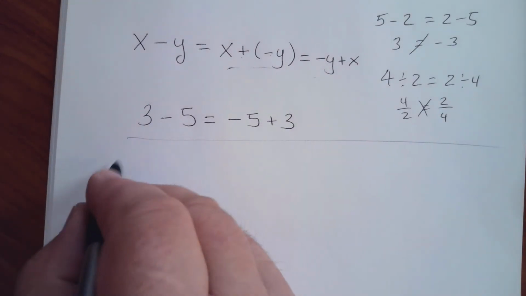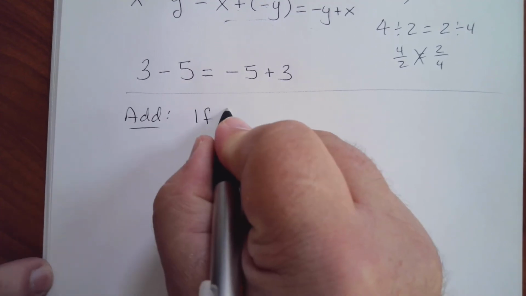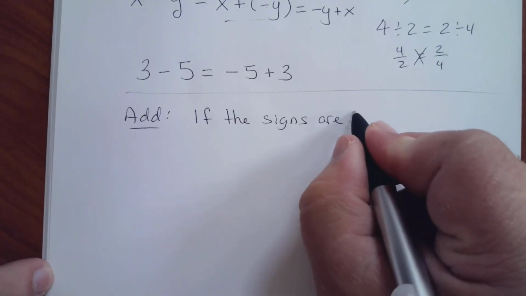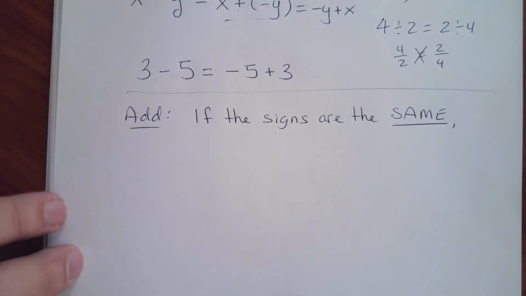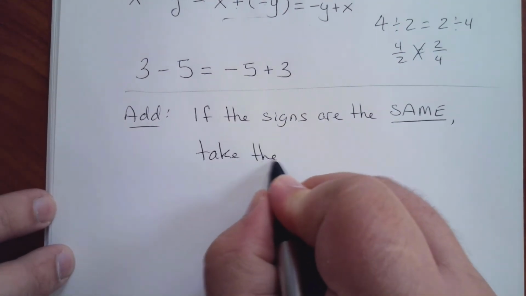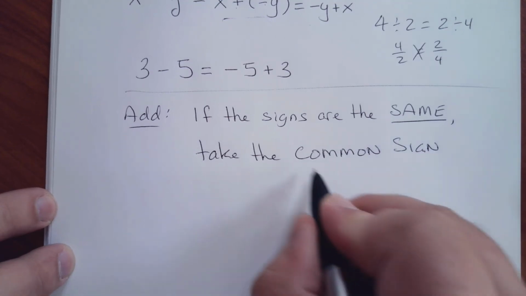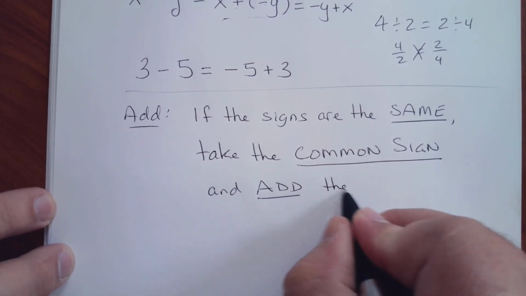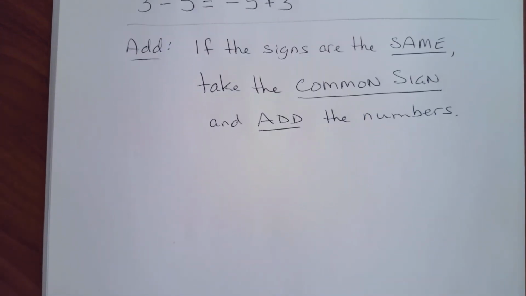So, adding negative numbers. This is the rule. If the signs are the same, take the common sign and add the numbers.